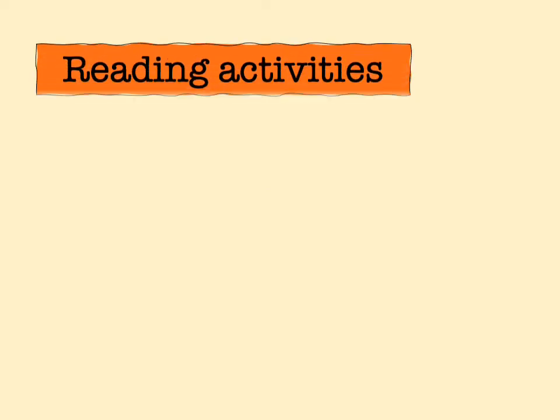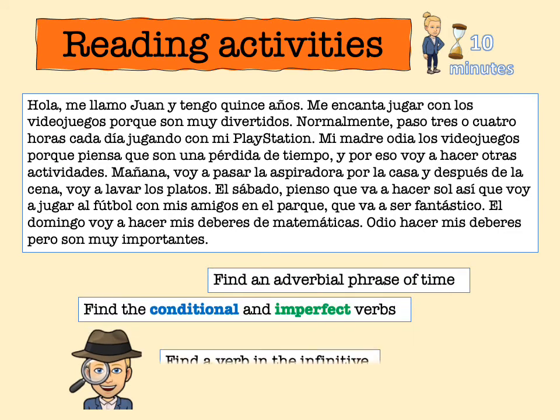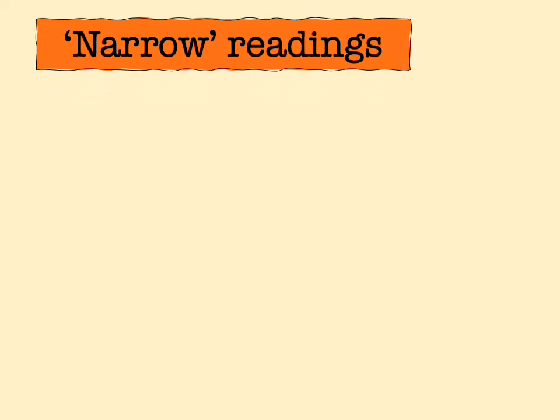And I also like doing the same sort of approach for reading. So while they might have some questions about the reading, so sort of traditional reading comprehension, I then like to do a second activity with the text where they have to find different grammatical aspects, different tenses, different conjugations, different gender adjectives, and things like that. I also like using narrow readings, which again are an idea taken from Gianfranco Conti.